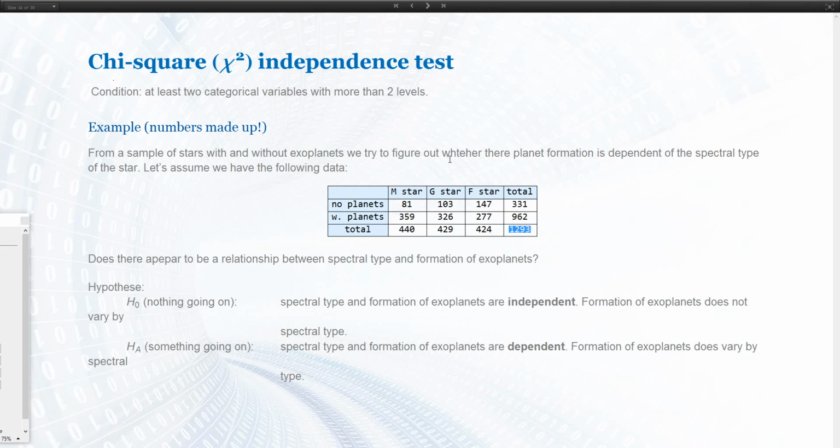Now, how do we test this? Because earlier we tested against some population that we had information about. Now we know nothing about any population. This is all we have. What we are asking is, is there a relation, is there a dependency between the two? And what we are doing is, we are again saying the null hypothesis is no. They are independent. But how does this help us?